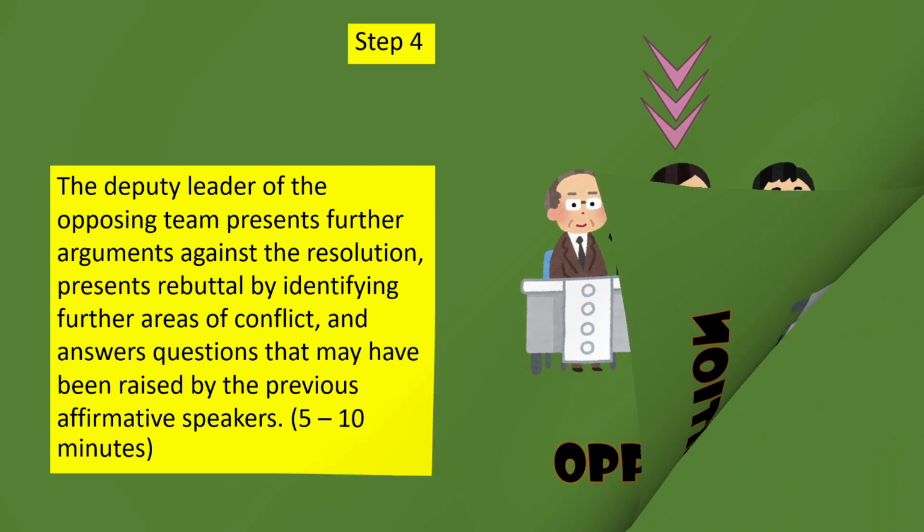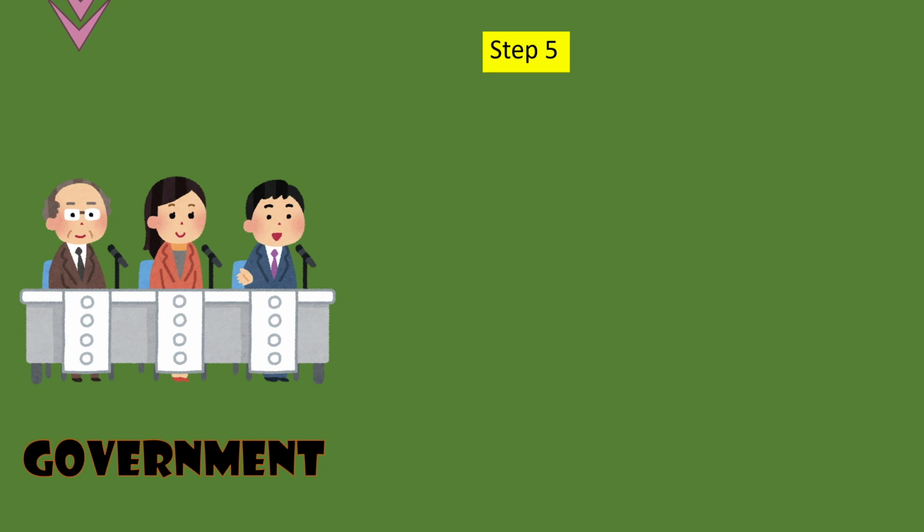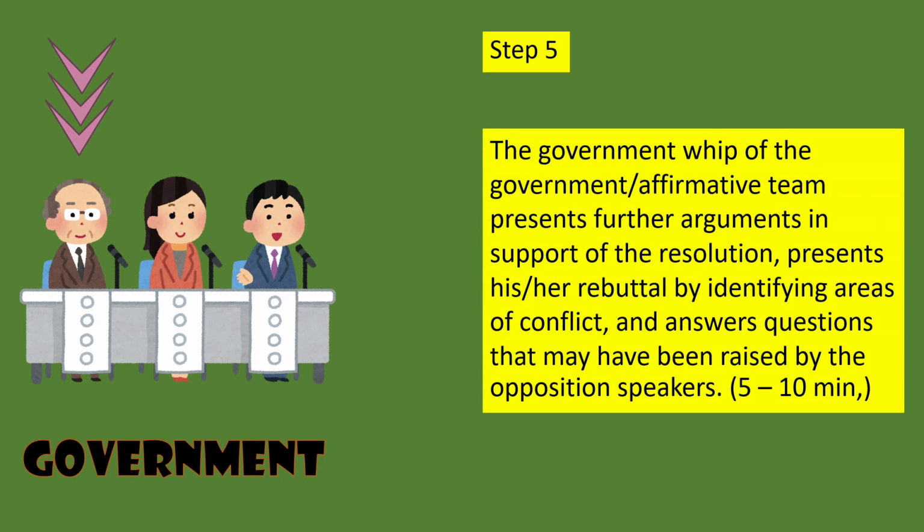Step 5. The government whip of the government team presents further arguments in support of the resolution, presents her rebuttal by identifying areas of conflict, and answers questions that may have been raised by the opposition speakers.